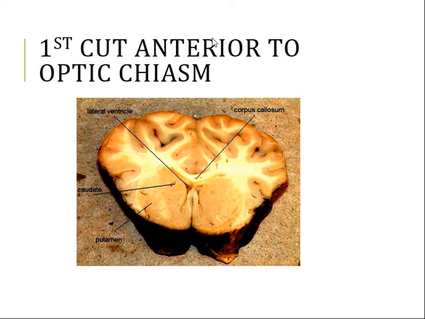So this is our first cut, which is anterior to the optic chiasm, and this is what we would see with our first cut. So we have the lateral ventricle right here, and the caudate is in this area, and our putamen is here, or putamen. Really depends on how you want to pronounce it. There are multiple pronunciations for all of these things.